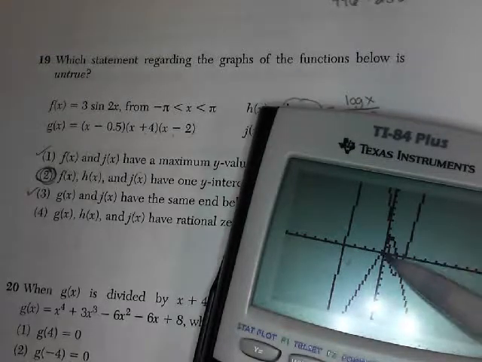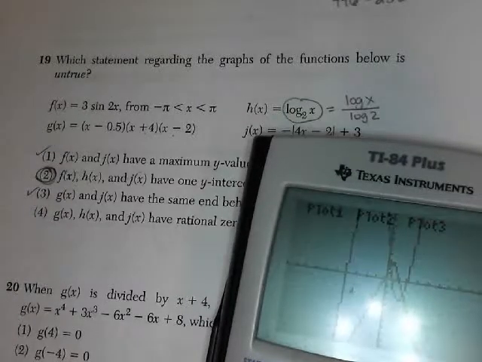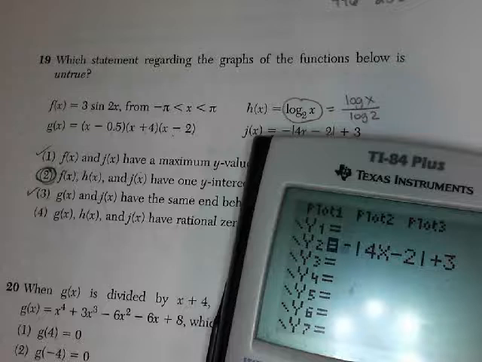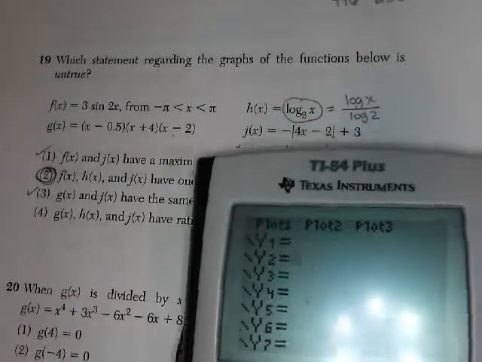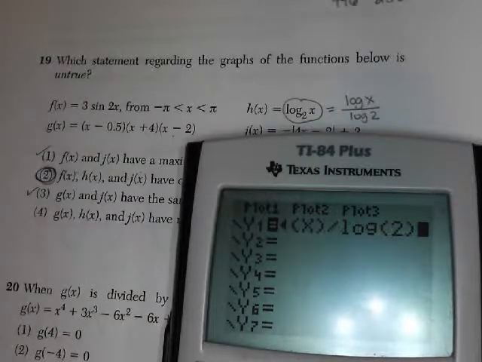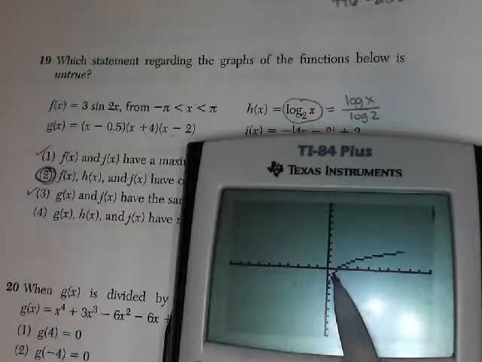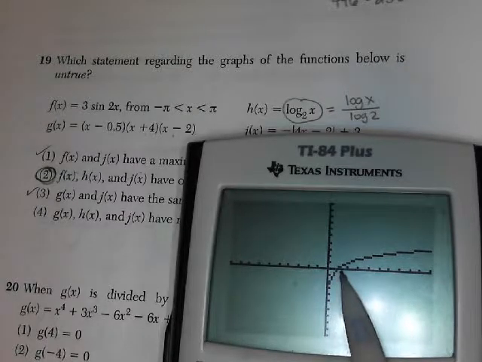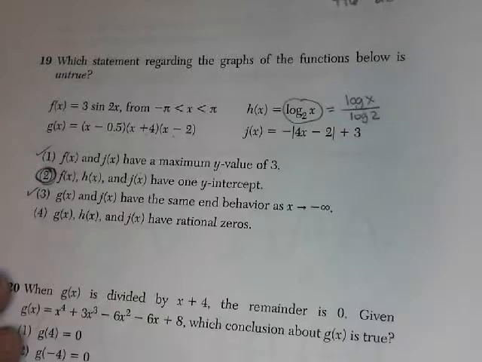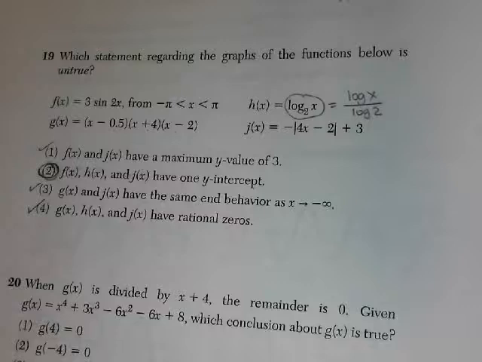And then the other graph that we would need to look at, and I'll clear this out, is h of x. So again, we're typing in that log function using the change of base formula: log of x divided by log of 2. And if I graph that, its root is 1. So yes, that's a rational 0 as well. Okay, we may have one more. Time for one more before I got to cut this video and go to class.